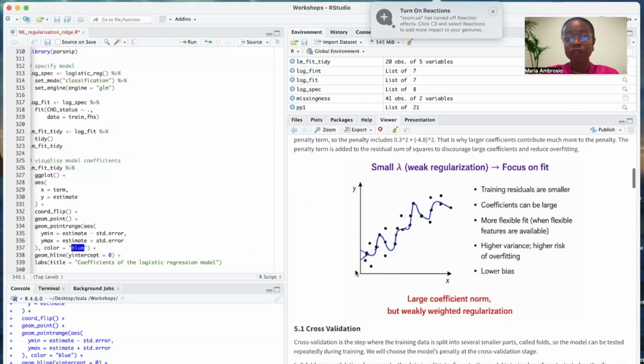And I have this figure basically to show you how it works. So if you have a small penalty value, it means you have a weak regularization, and your training residuals are smaller, as you can see here.